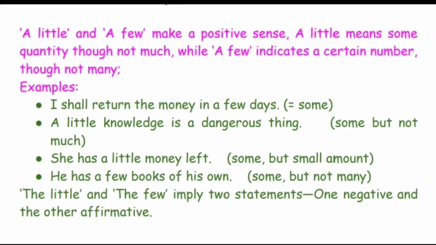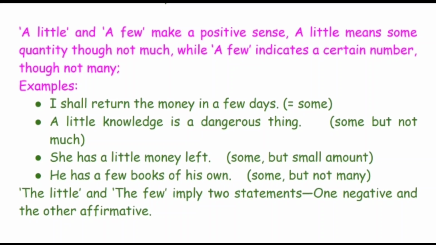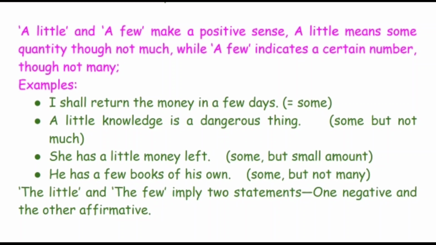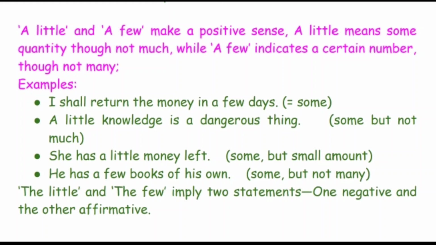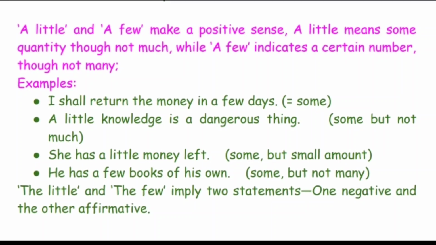Some but not much. In the same way, there are other examples also. She has a little money left. Some but small amount. Okay. He has a few books of his own. Here, the little and the few imply two statements, one negative and the other affirmative. The little, the few. Okay, both these. After these, there are other uses that we are going to talk.